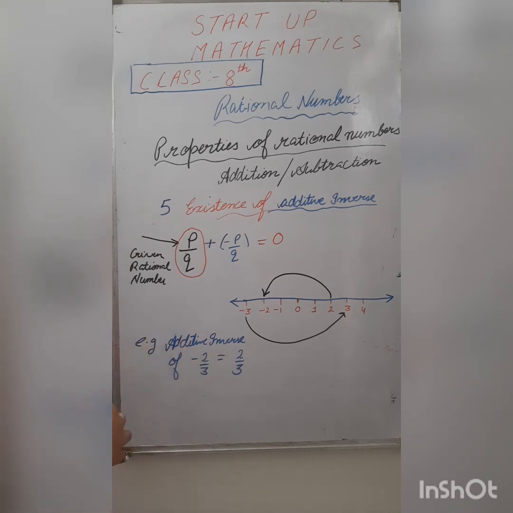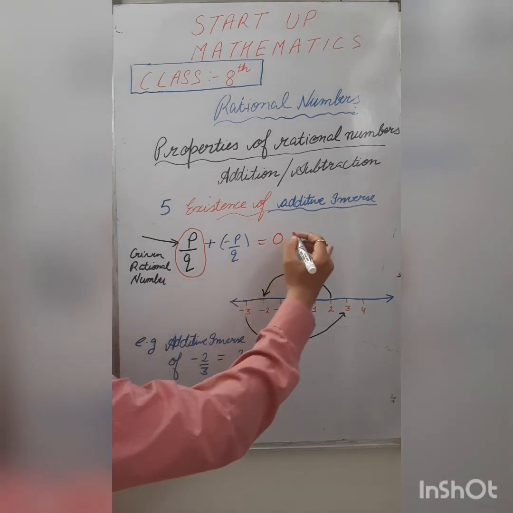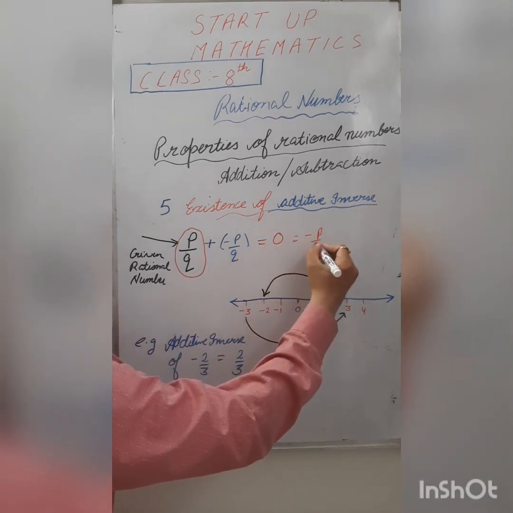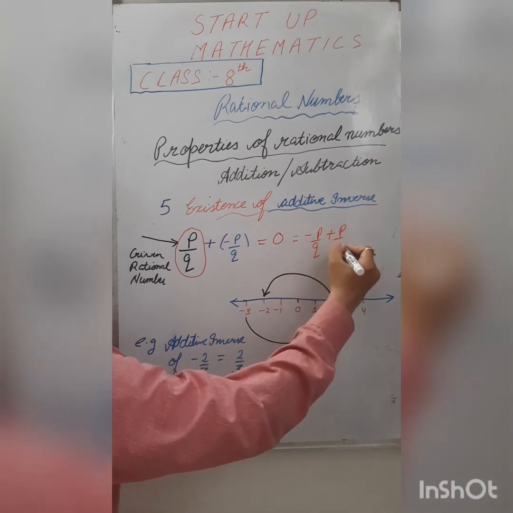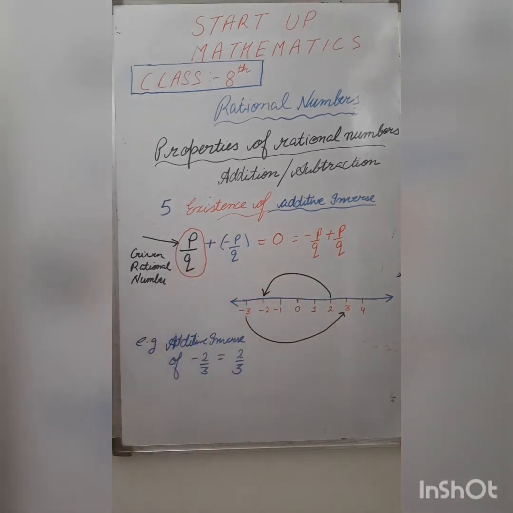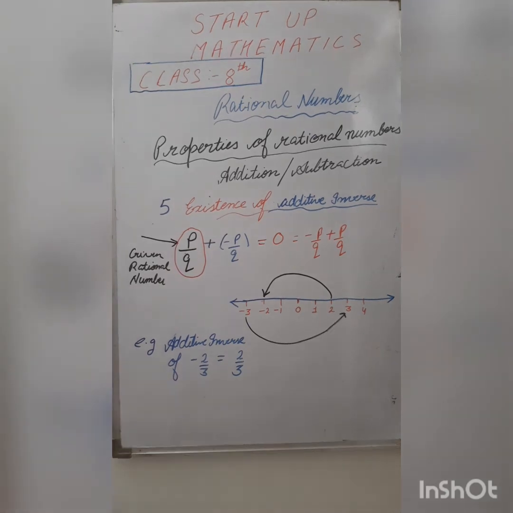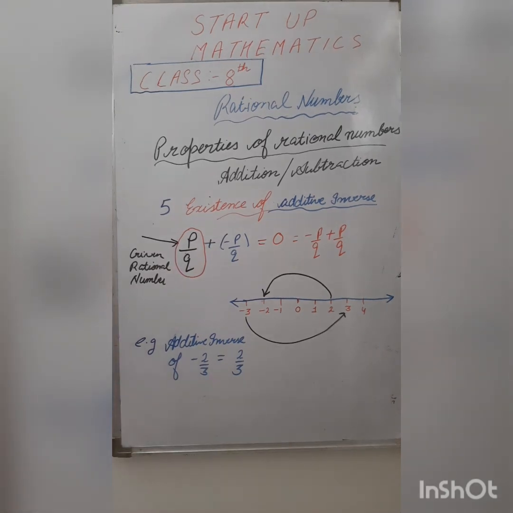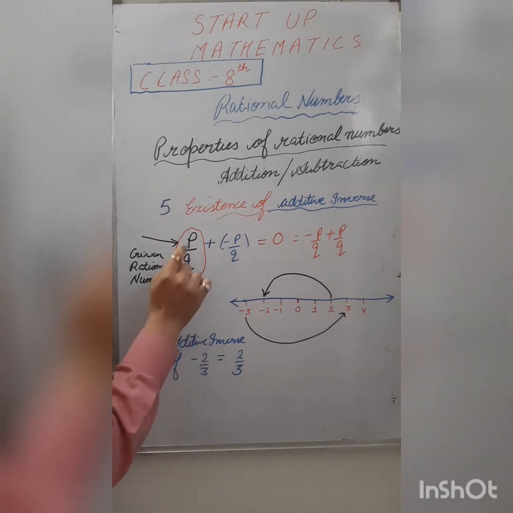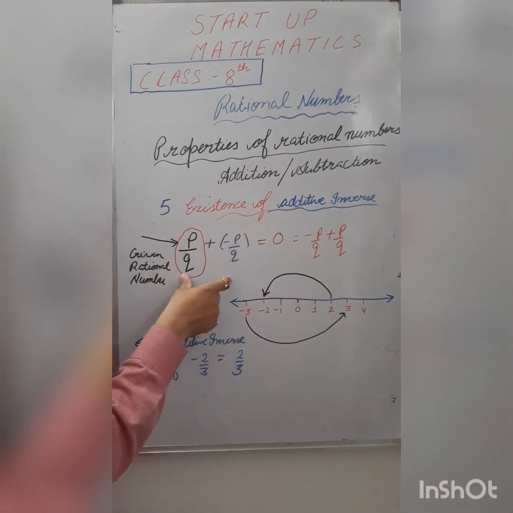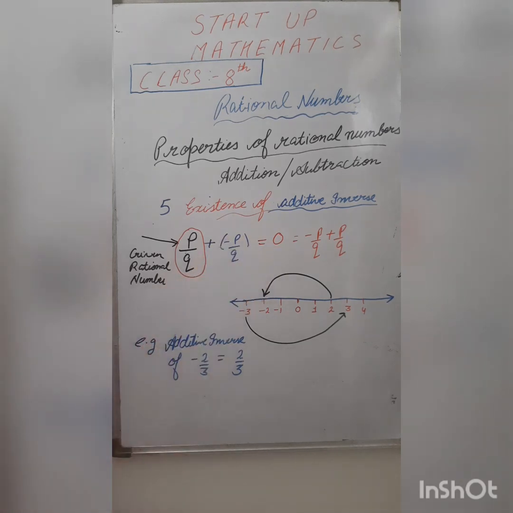And as per the second property, the commutative property, you can add these two rational numbers in any order, or you can write minus p by q added to p by q, just changing the order. But our focus is on the additive inverse: what should be added to a given number so that the sum is 0. So this is the fifth property of rational numbers for addition.